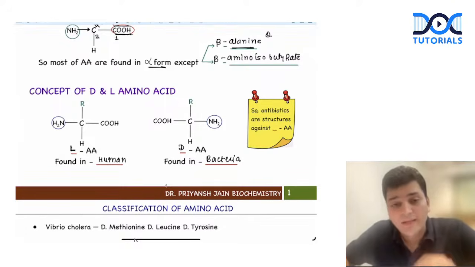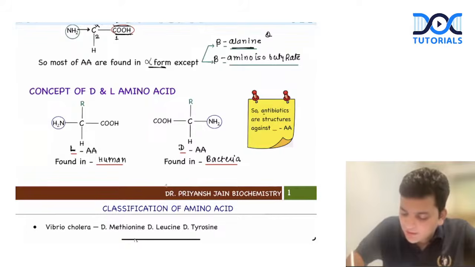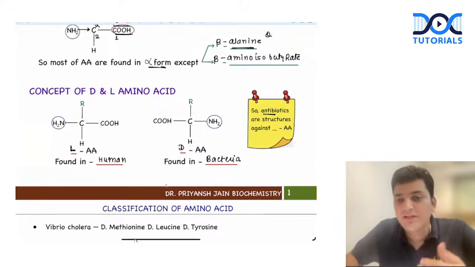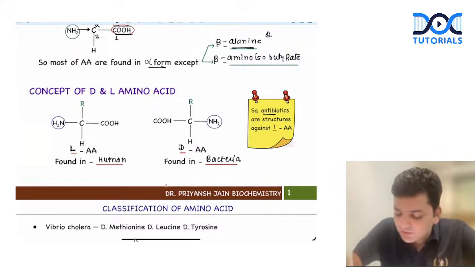Now, since the bacteria have the D amino acid, when we design an antibiotic, we try to kill the D amino acid, not the L amino acid. So one question from pharma is: the antibiotics are structured against which amino acid? They are supposed to kill which amino acid? They are supposed to destroy the D amino acid.